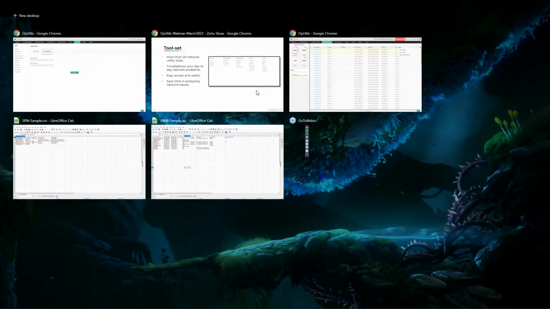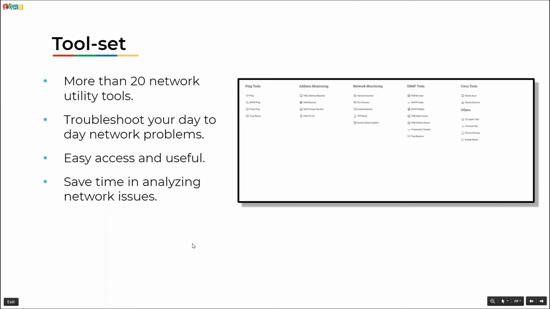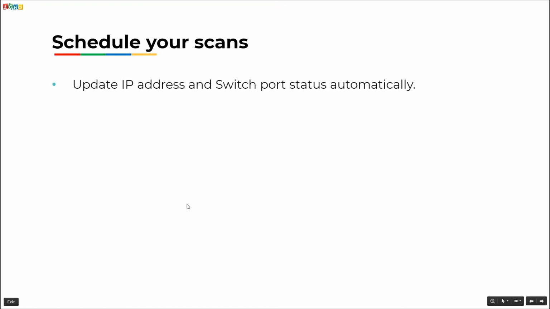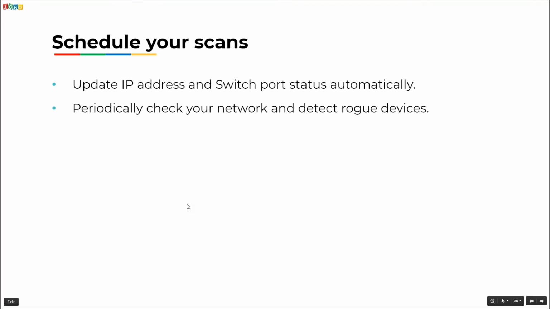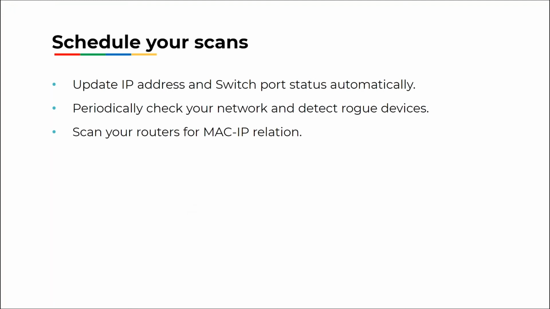So now let's go back to the presentation and continue. The next topic which we are going to see is about the scan schedules. You can update the IP address and switchboard status automatically, run periodic checks of your network and detect the rogue devices, and scan your routers for IP to MAC relations.